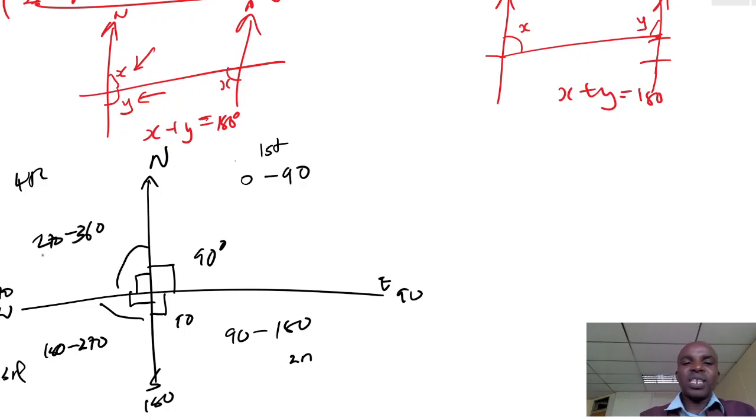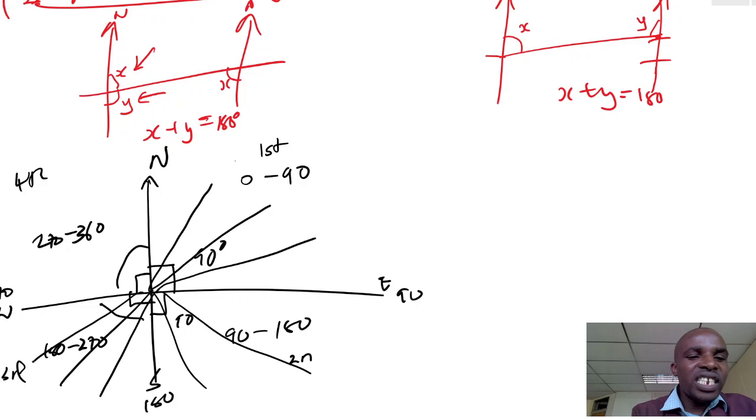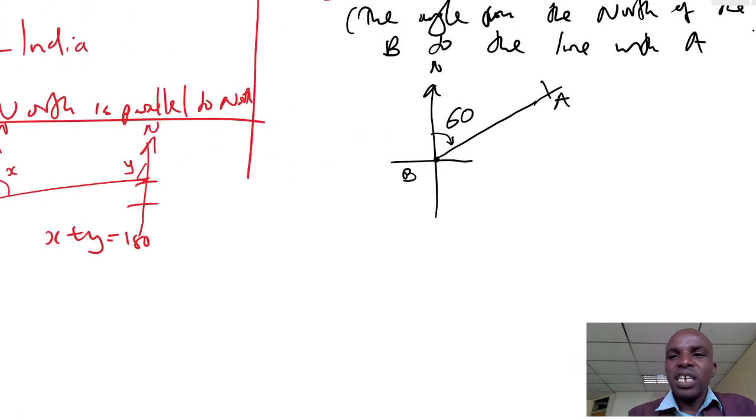So if it's an angle that is less than 90, it's supposed to be drawn somewhere here, any line in this region. If it's an angle more than 90 but less than 180, let's say 120, it's supposed to be in this region. If it's more than 180 but less than 270, it means this region. Then if it's more than 270, it's supposed to be this region. Please take note of that part.